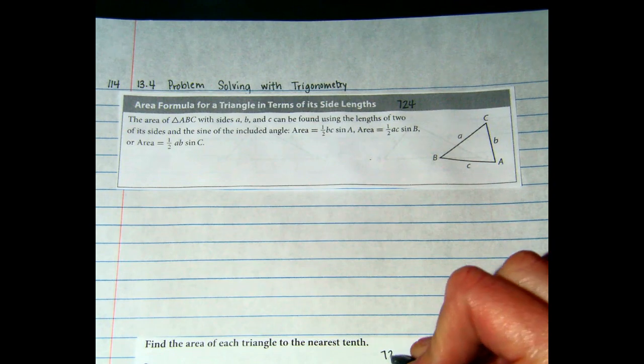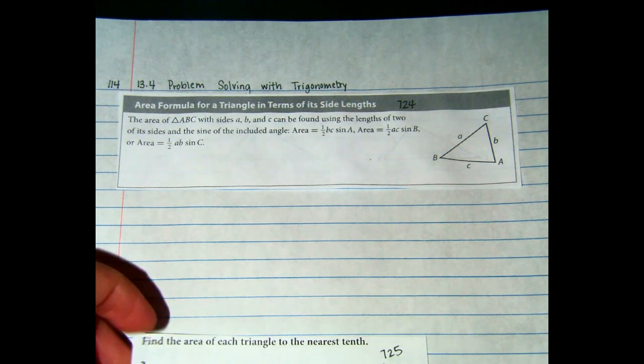Alright, then you need to glue in from 725 those two problems, 3 and 4. So from 725, 3 and 4. No, you do not need to skip any lines between them. We'll glue in the other stuff in a minute. So this is from 725, 3 and 4. We're going to do these two problems.